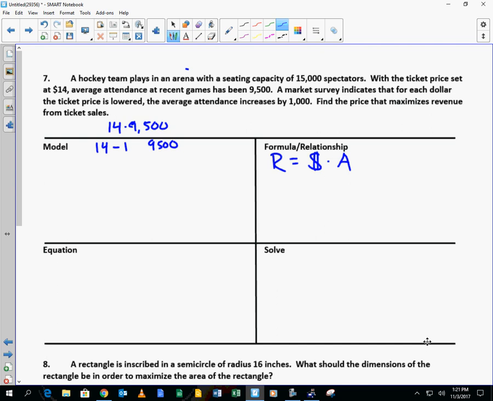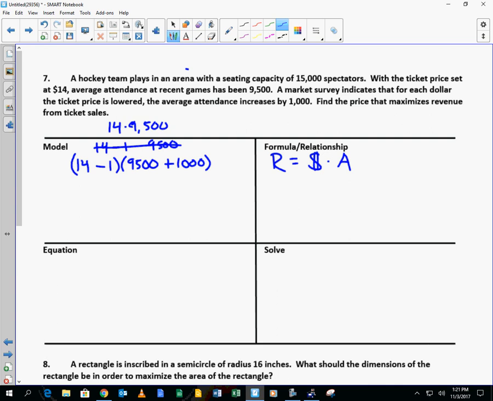Well, how do I even make money in the first place? Now Gigi's doing the right thing. Then she's saying, well, what if we take that 14 and we subtract 1 off of it? We would have to multiply that by 9,500 plus 1,000. So we would see what we would get there.